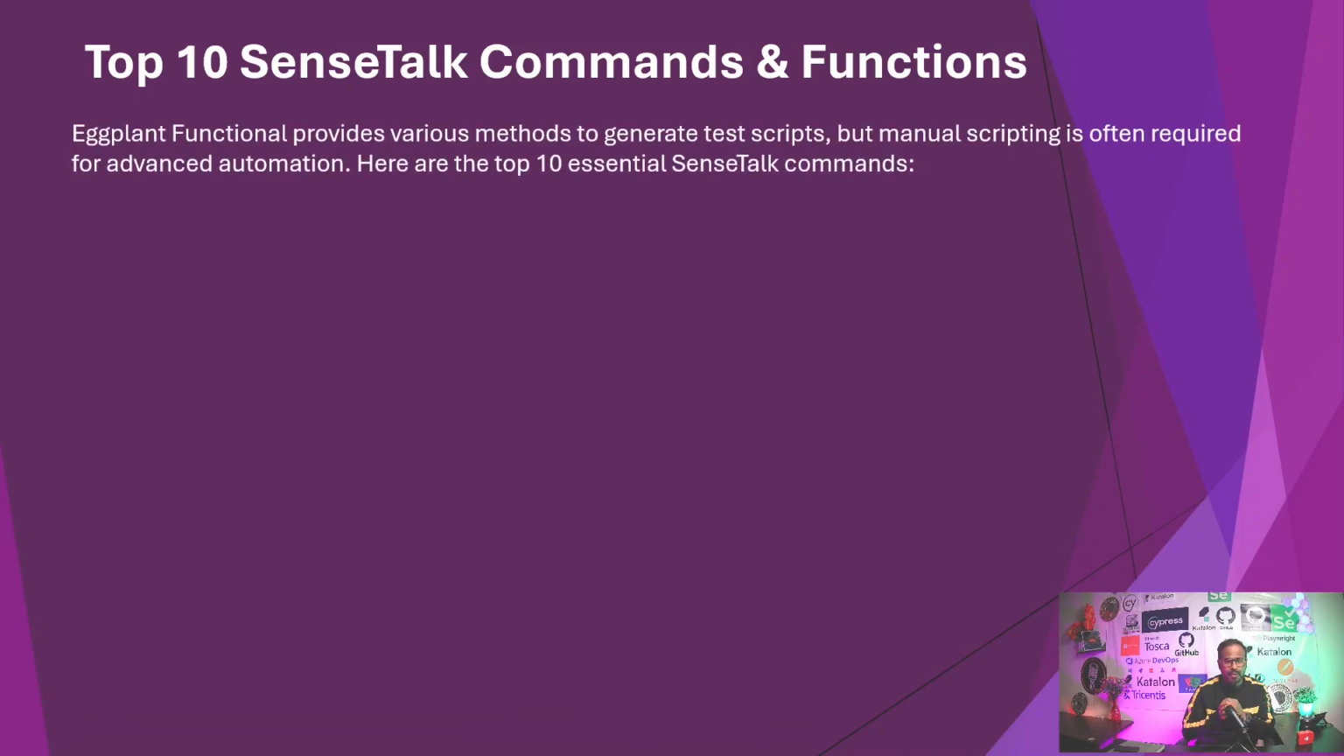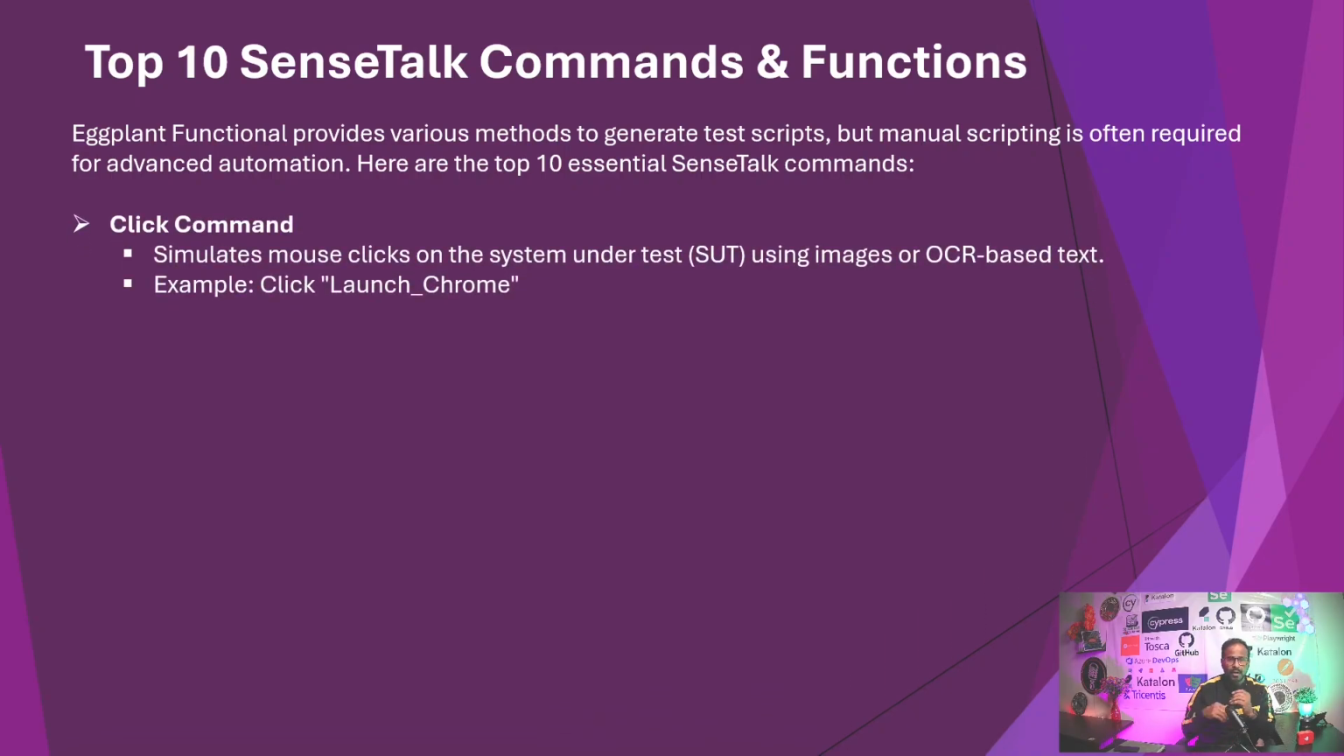Eggplant Functional provides various methods to generate test scripts, but manual scripting is often required for advanced automation. So here are the top 10 essential SenseTalk commands that you need to be aware of. First command is the click command. As you all know, this simulates mouse clicks on the system under test using images or OCR-based text.